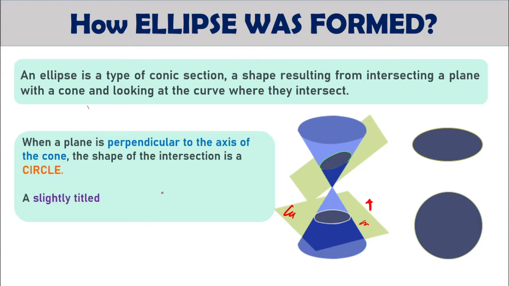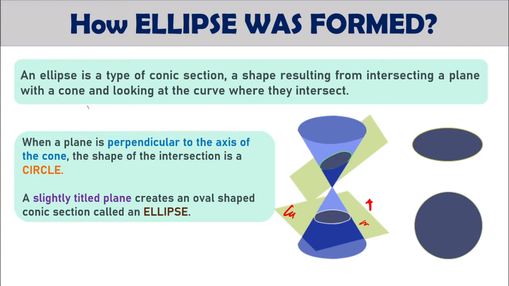So, as what I've discussed a while ago, when a plane is perpendicular to the axis of the cone, the shape of the intersection is a circle. And if it is a slightly tilted plane, it creates an oval-shaped conic section called an ellipse. So most associate ellipse to a circle, and most say that an ellipse is a flattened circle.